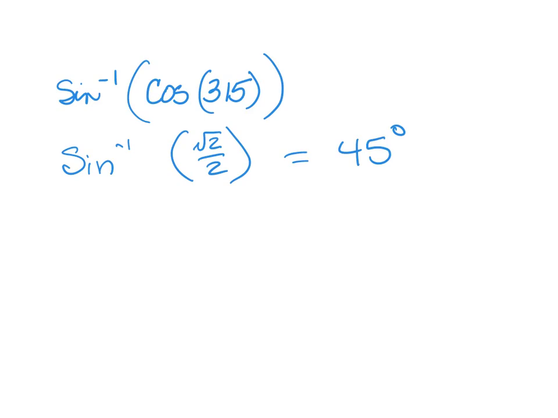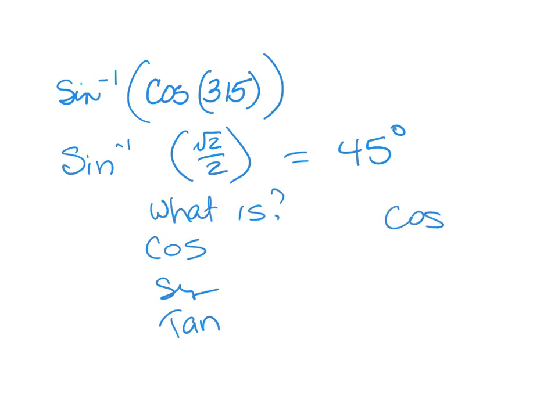So when you see plain cosine, sine, tangent, you're going to say, what is? And when you see it with the -1 or arctan, or arc in front of it, you're going to say, who has?